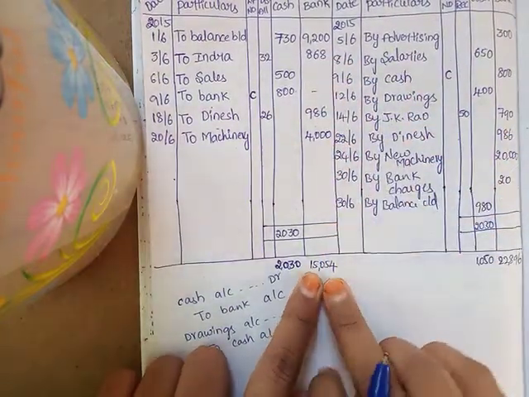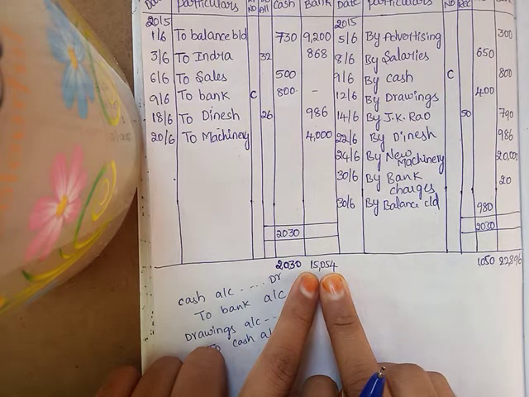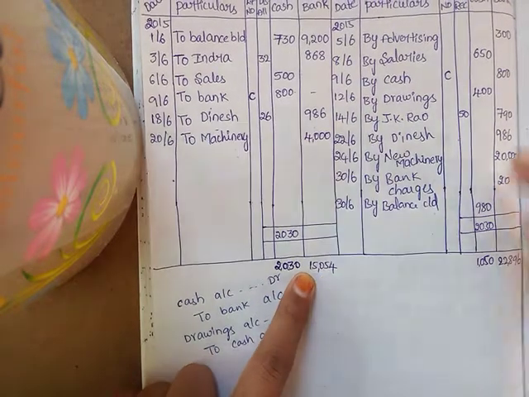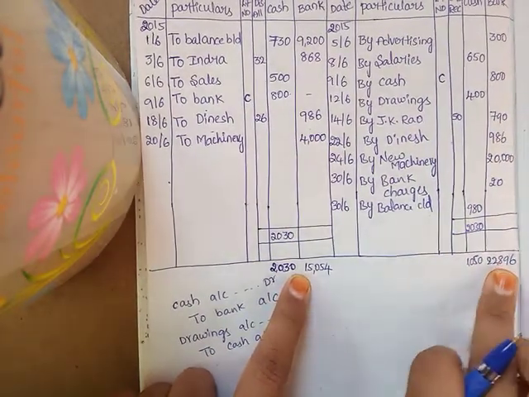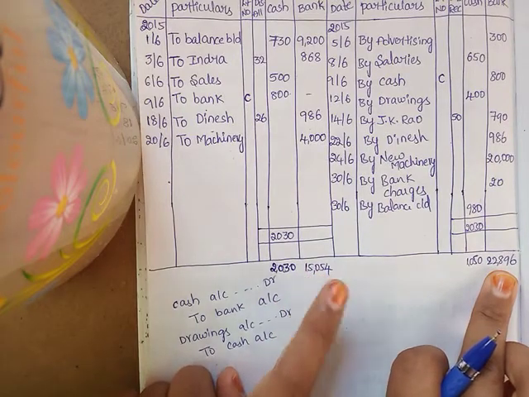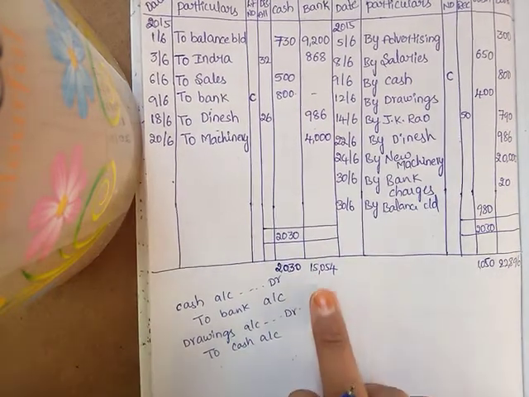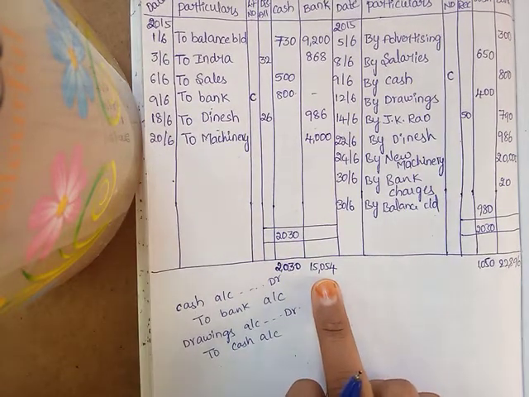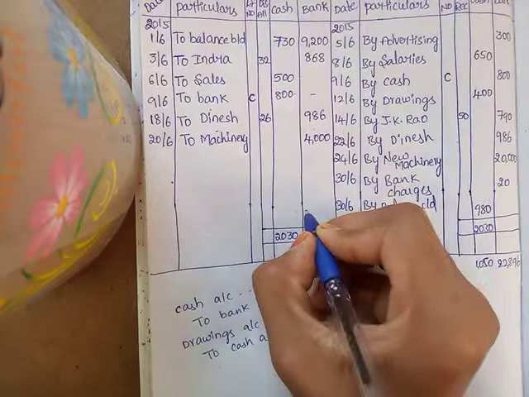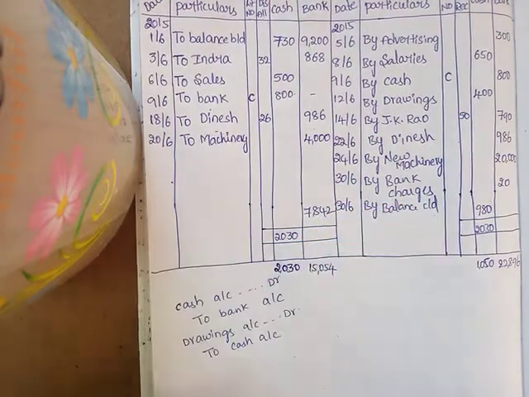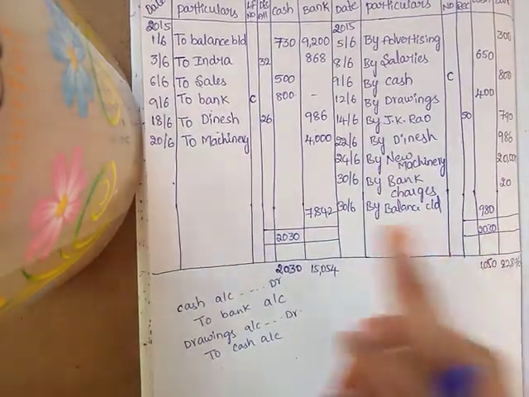Next, observe this bank column. Bank column debit side is, debit side means what? All the receipts now. So all the receipt side or debit side total is 15,054, and credit side is 22,896. So here credit is more, debit is less. So how much balance we need to equal? That amount is 22,896 minus 15,054 is rupees 7,842. So what does this mean? Here payments are more, receipts are less.